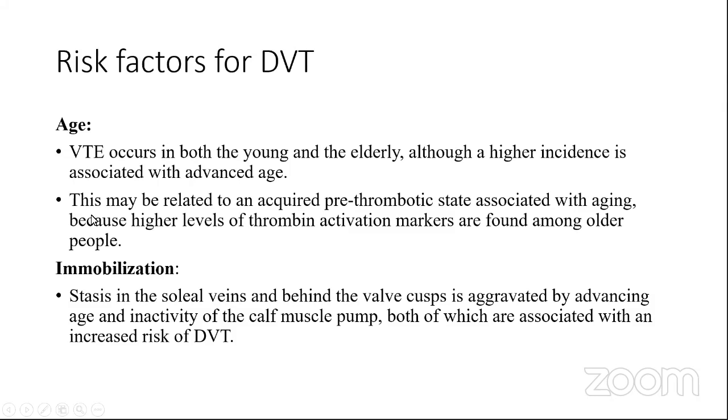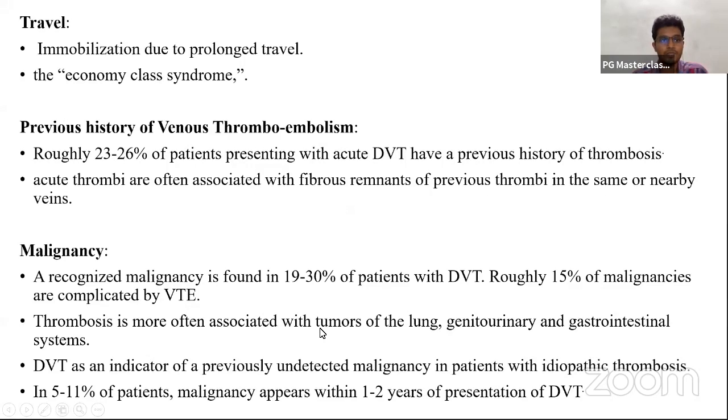The risk factor for age may be related to an acquired pre-thrombotic state, with aging of higher levels of thrombin activation markers, which are found among older people. Immobilization: stasis in the soleal veins and behind the valvular cusp is aggravated by advancing age and inactivity of the calf muscle pump, both of which are associated with an increased risk of deep venous thrombosis.